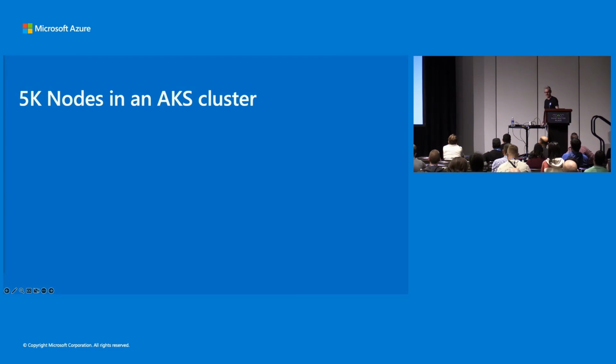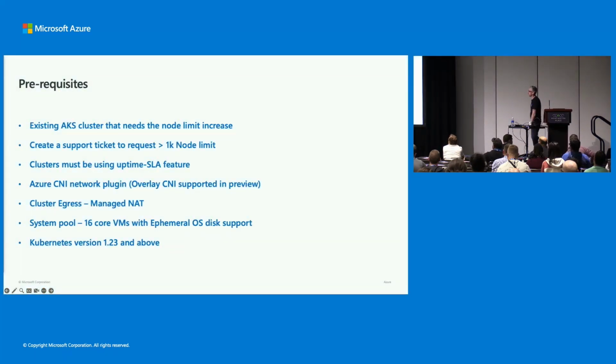5,000 nodes in an AKS cluster. This is one of those features which is just like, wow. It's the ability to run 5,000 nodes in an AKS cluster. Currently, the limit is 1,000, and so for you to do this, you need to go through a couple of hoops to get this up and running for yourself.